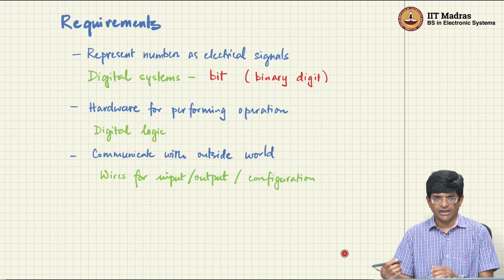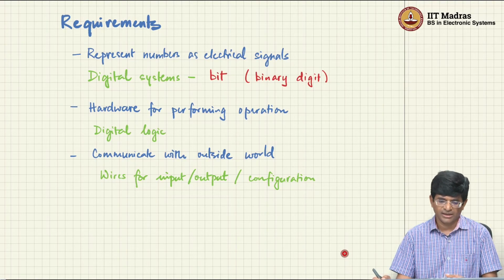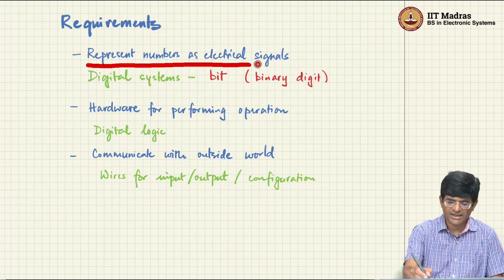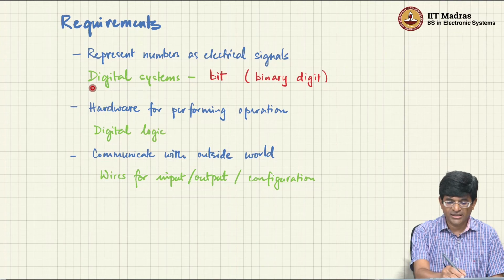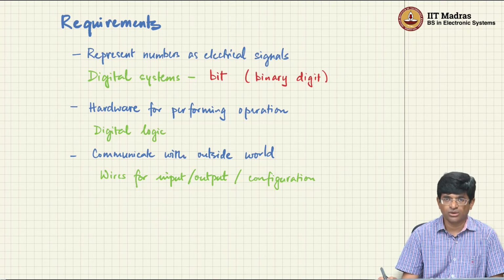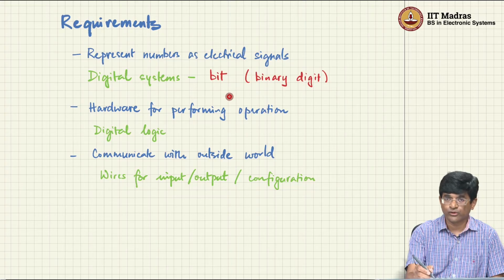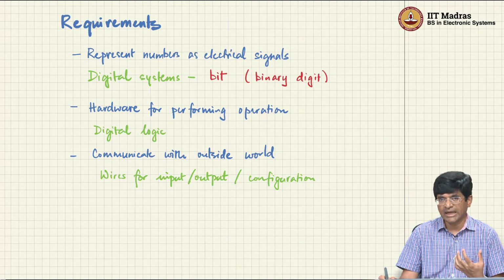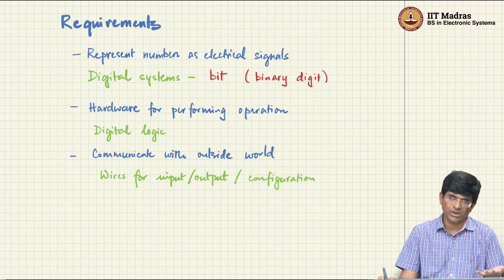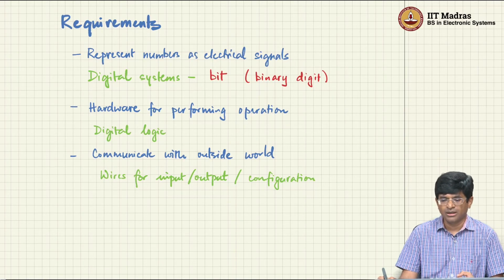So in order to perform this operation of addition, there are a few requirements. Like I said, we need to be able to represent the numbers as electrical signals, okay? And this, to a large extent, is what the theory of digital systems is all about. For those of you who have already done a course in that area, you would be familiar with the term bit, which is basically a short form for binary digit. And ultimately, everything that is stored inside a computer is in the form of bits, zeros and ones, as we say. How exactly do bits get represented?